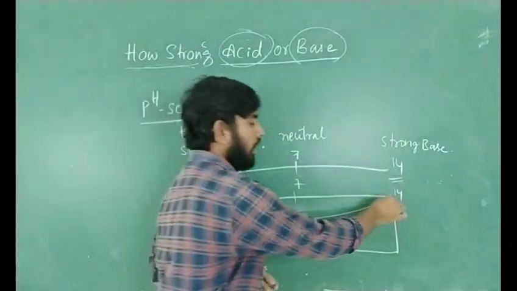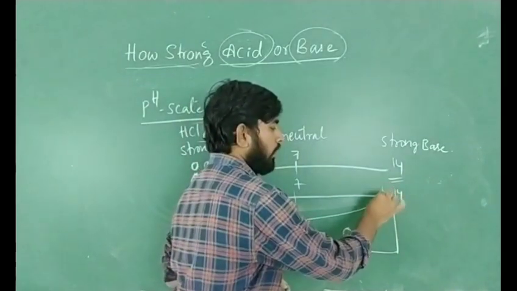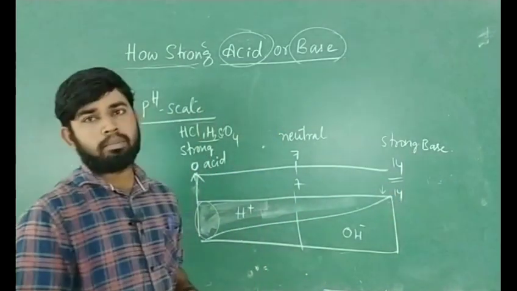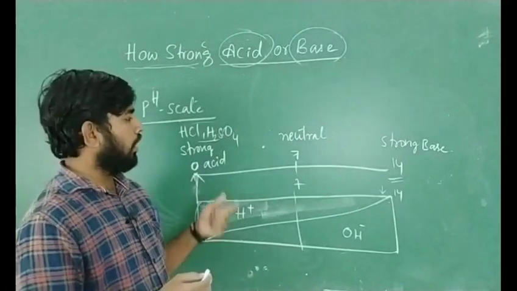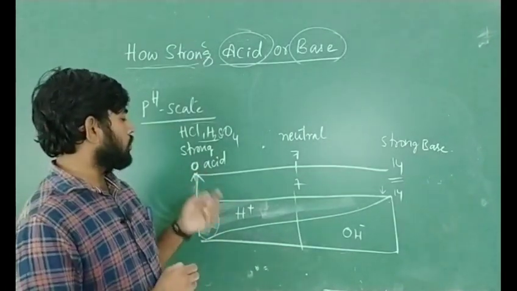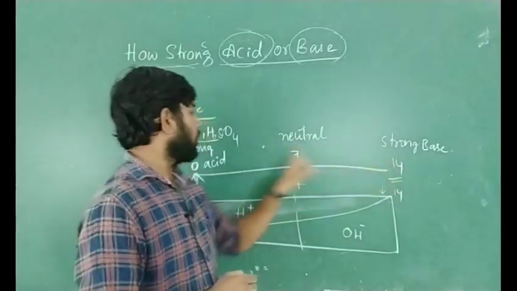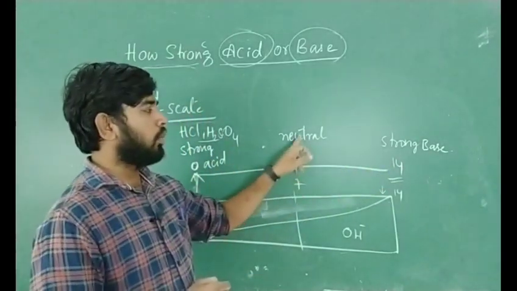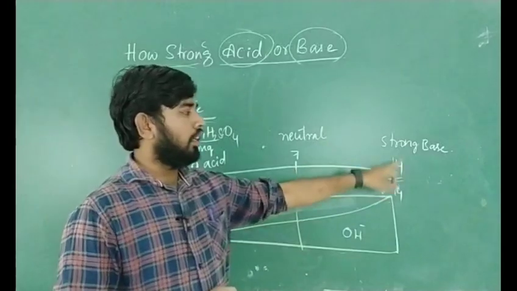Similarly, in this area the number of H+ ions will be very low, hence pH will be at maximum. This is about the pH scale. Remember, the pH scale lies in the range of 0 to 14: 0 for the strong acid, 7 for the neutral and 14 for the strong base.